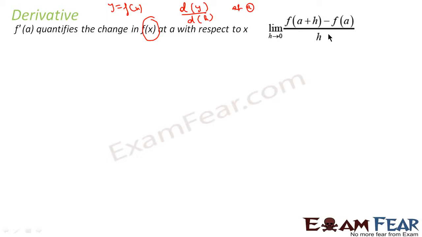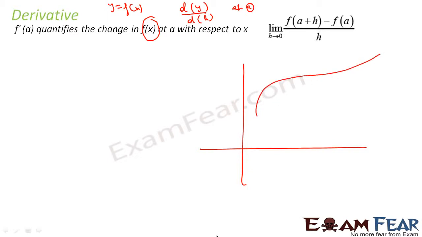f of a plus h minus f of a, divided by h, is nothing but the rate of change of this function at a with respect to h. Let me explain this. Let's suppose this is a function. This is the function we have. I'll say f(x). And this is the value of a.